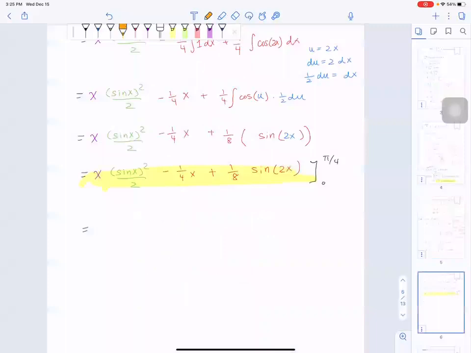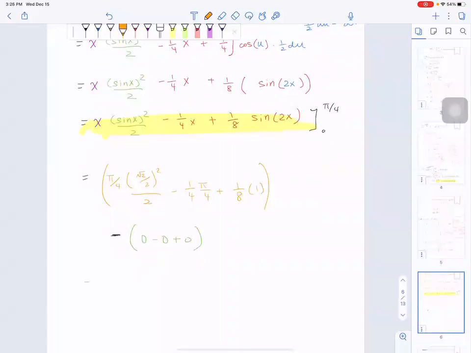So plug in pi over 4 first. Sine of pi over 4 is square root 2 over 2, minus 1/4 times pi over 4 plus 1/8 times sine of pi over 2, which is 1. So that's plugging in pi over 4 minus plug in 0. So when you plug in 0, you get 0 minus 0 plus 0.